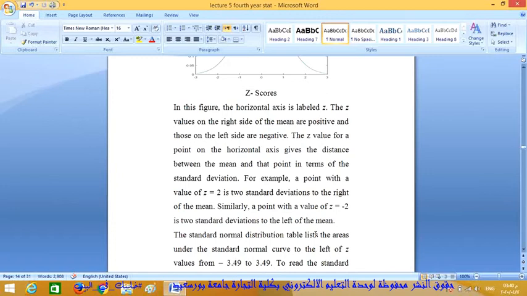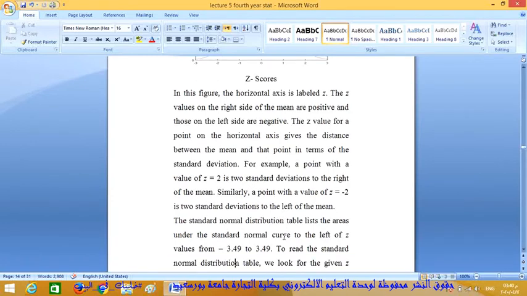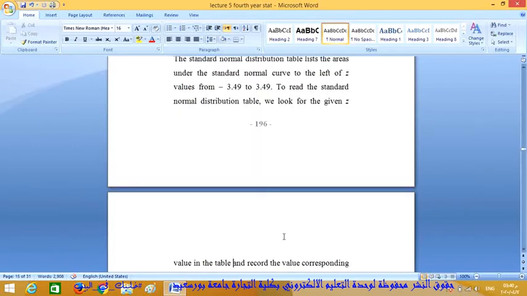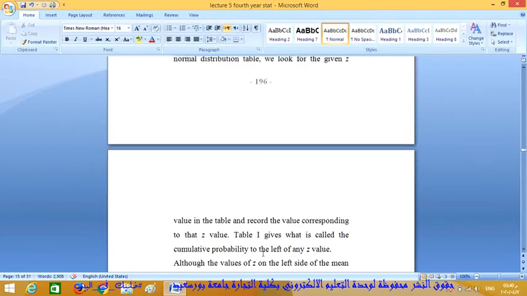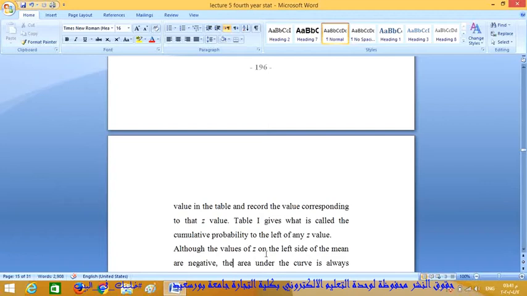For any other value outside this interval, you can consider the area under the distribution equal to 1 between those two limits. So for any outside point, the area will be 0. Table 1 gives what's called the cumulative probability to the left of any z value. Although the values of z on the left side of the mean are negative, the area under the curve is always positive.